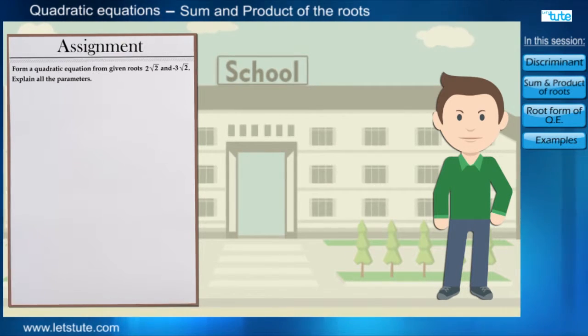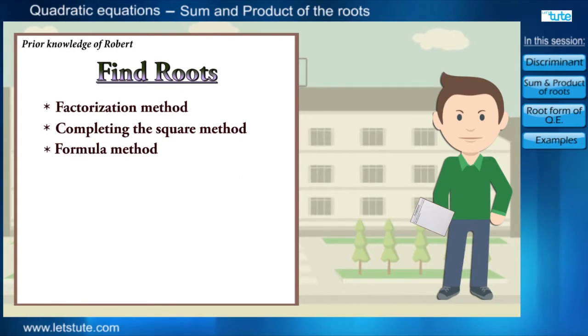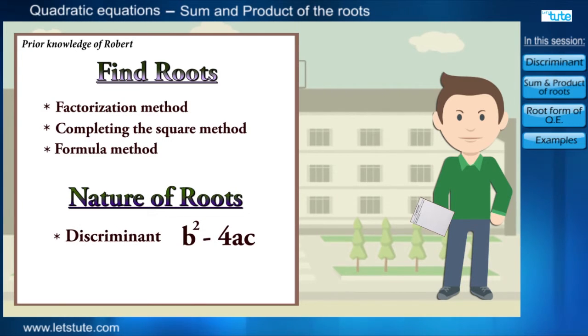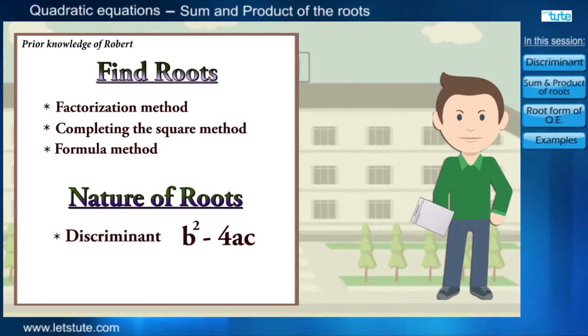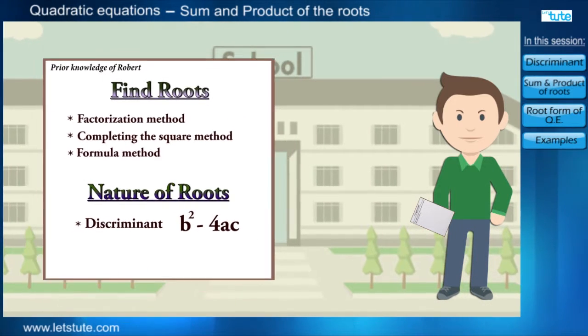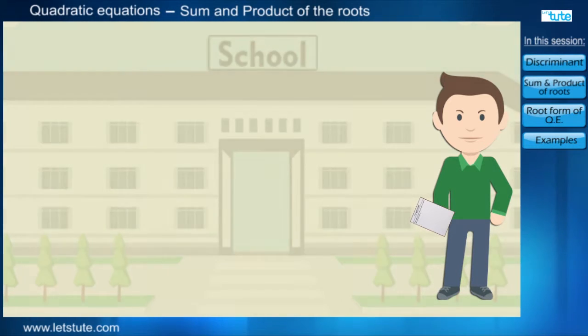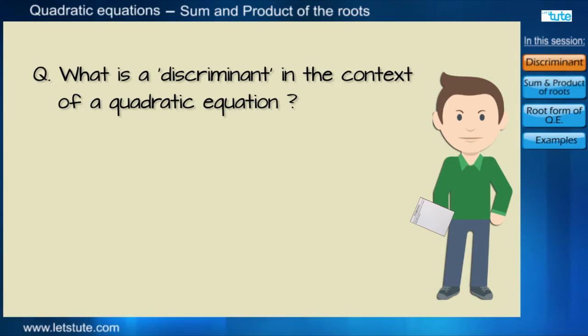He told me that he has quite good knowledge of the three methods to find the roots of a quadratic equation and the discriminant for knowing the nature of the roots. So I thought to ask him some questions just to refresh his knowledge and then to discuss the project. I asked him what discriminant in the context of a quadratic equation is.